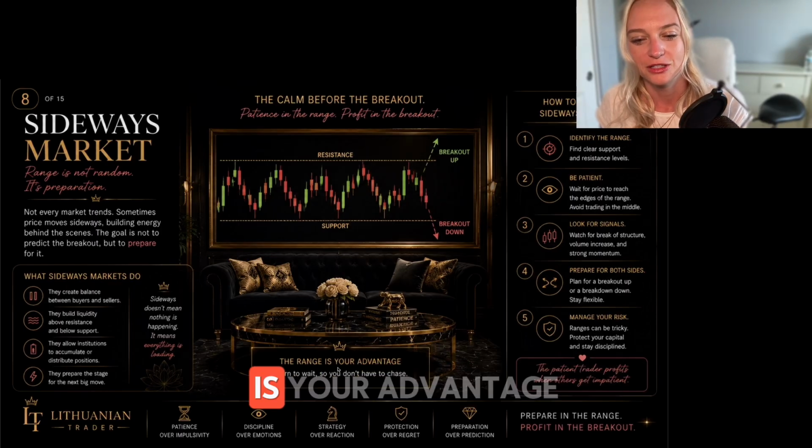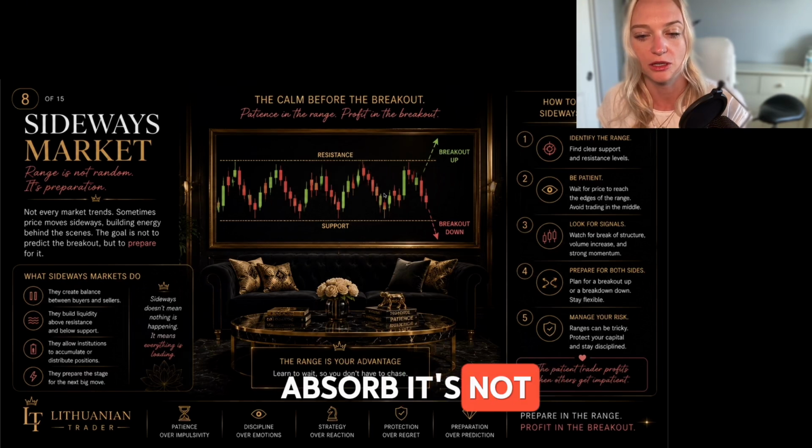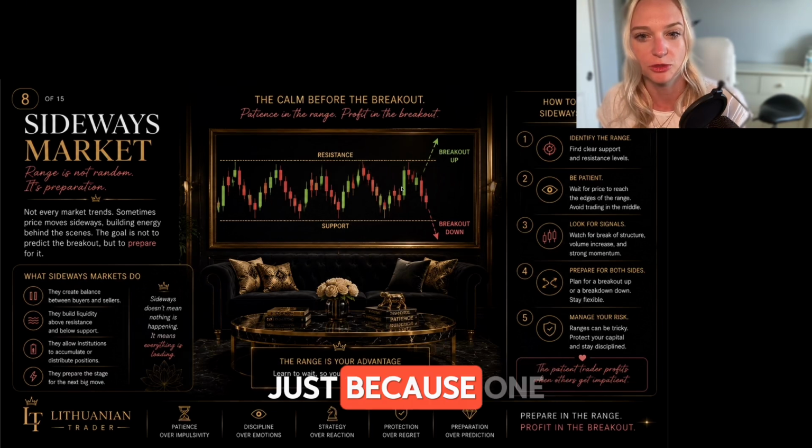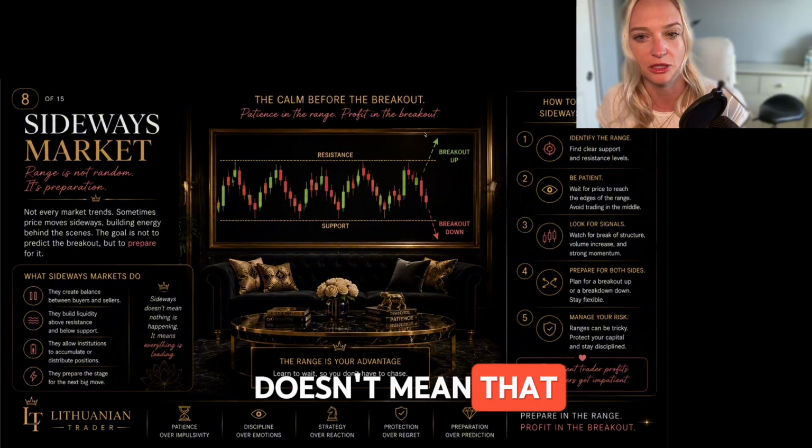So the range is your advantage. So you can absorb. There's no rush. You learn to wait. Just because one big candle came in doesn't mean that we're going in yet.